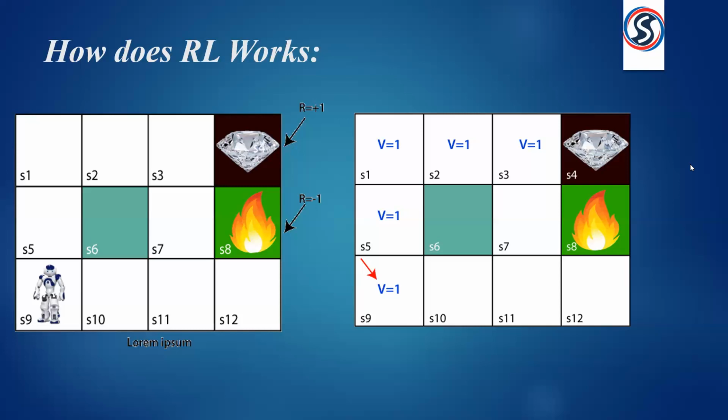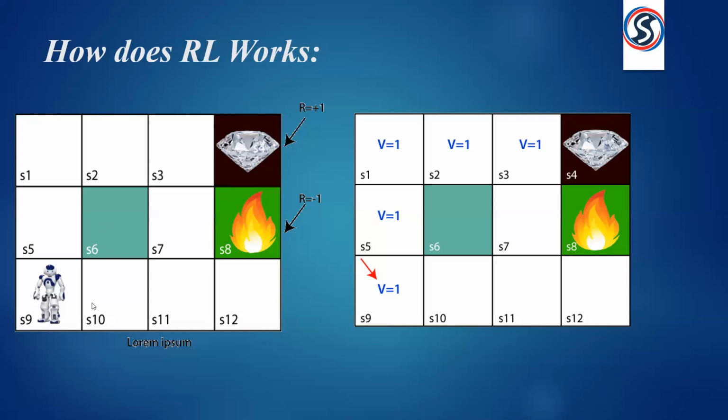So now just see this example. See the first diagram here. Here the agent is present in the S9 block. We have 12 blocks, and the agent is present at the S9 block. In the S4 block there is a diamond, and in the S8 block there is fire. If the agent reaches the diamond, then he will get a reward of +1. If he gets stuck in the fire, then he will get a penalty of -1.